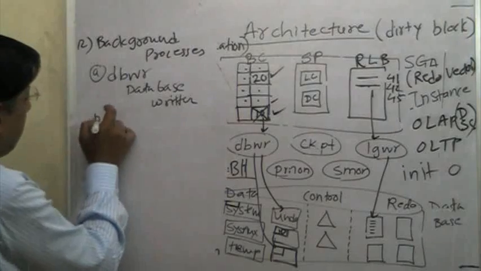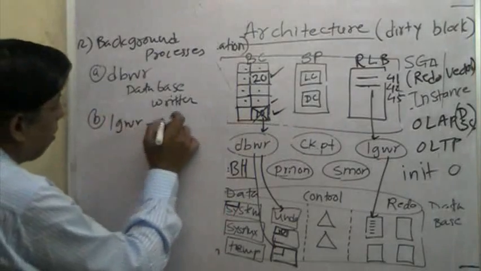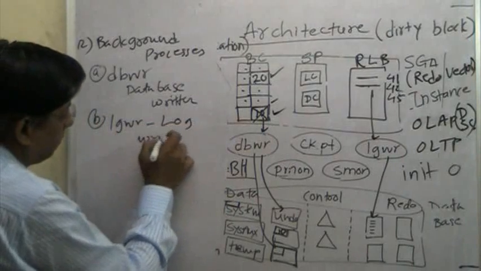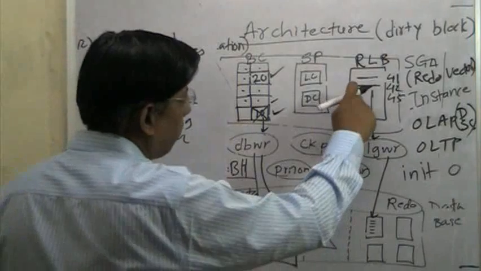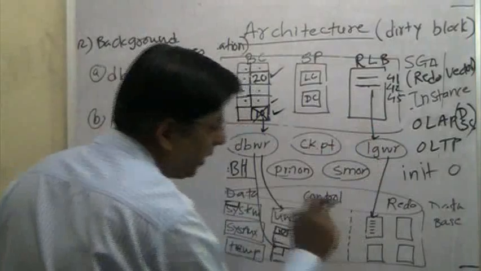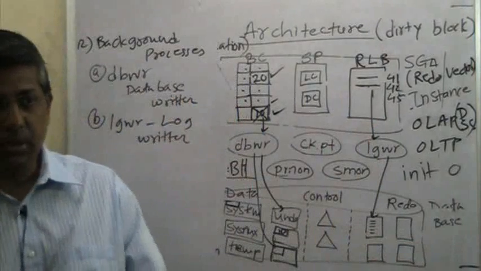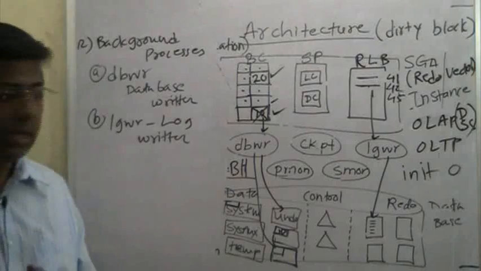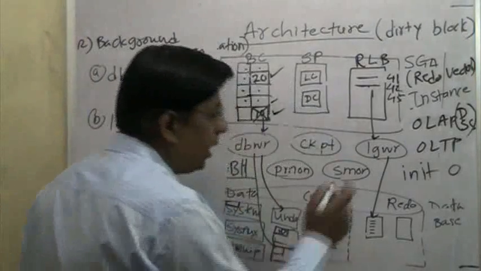Okay, then B is, we have seen LGWR, which is the log writer process. The log writer process is the one that is going to write things from the redo log buffer to the redo log file. Now I mentioned that there are at least two redo log files. Why are two redo log files there? Let us not talk about the multiplexing at this time.